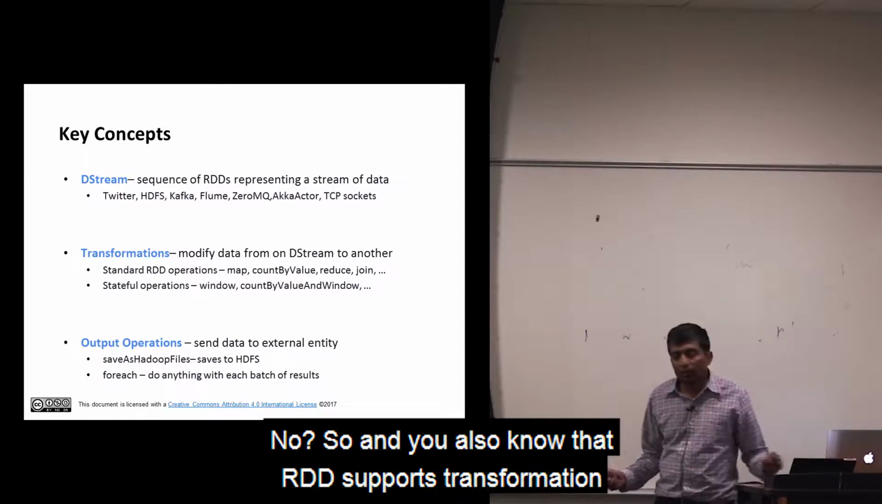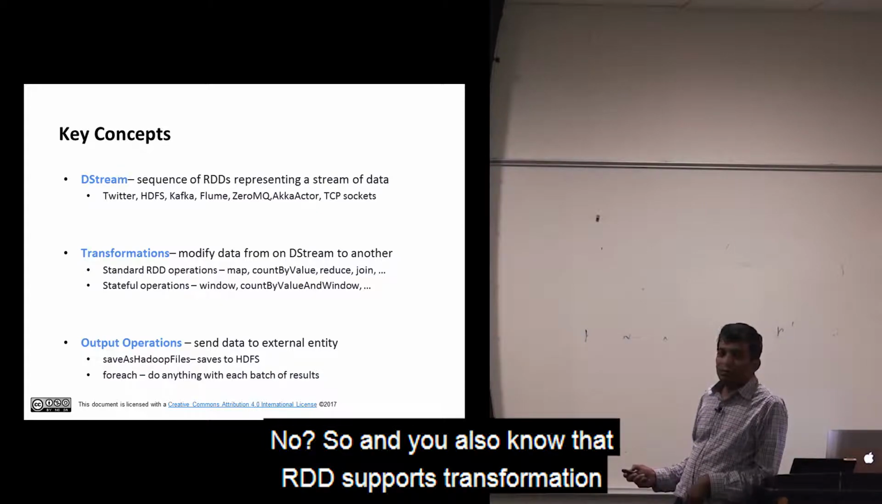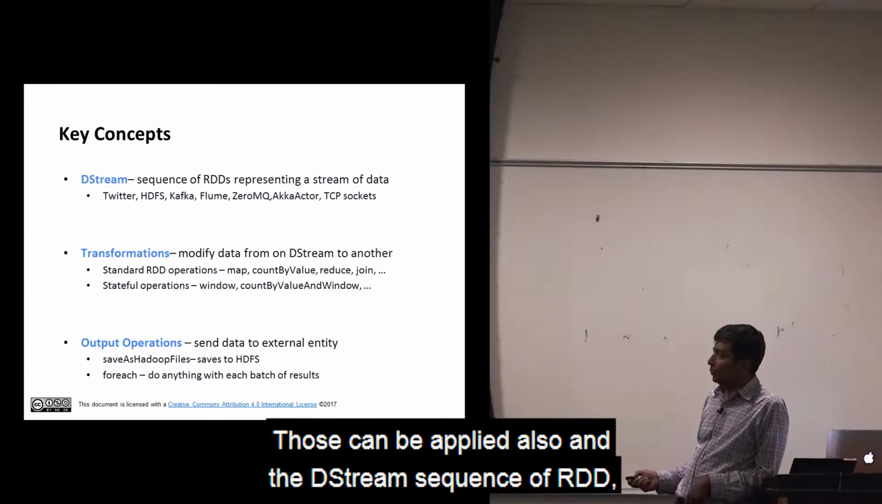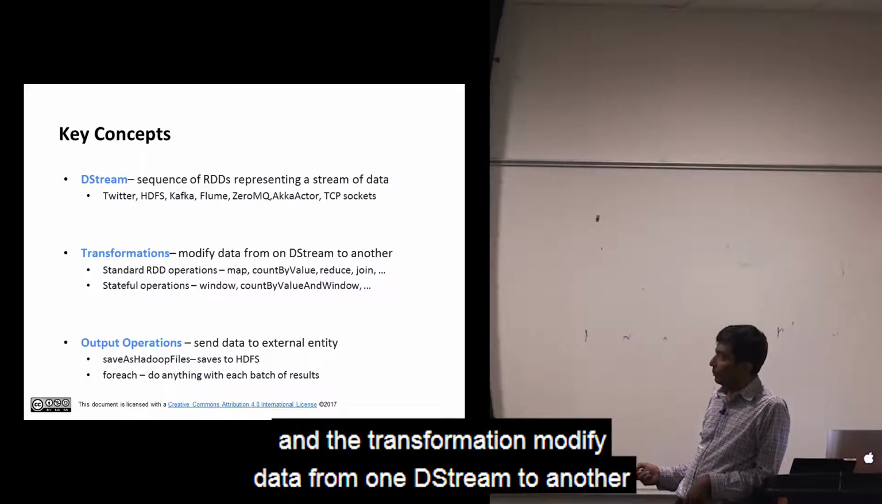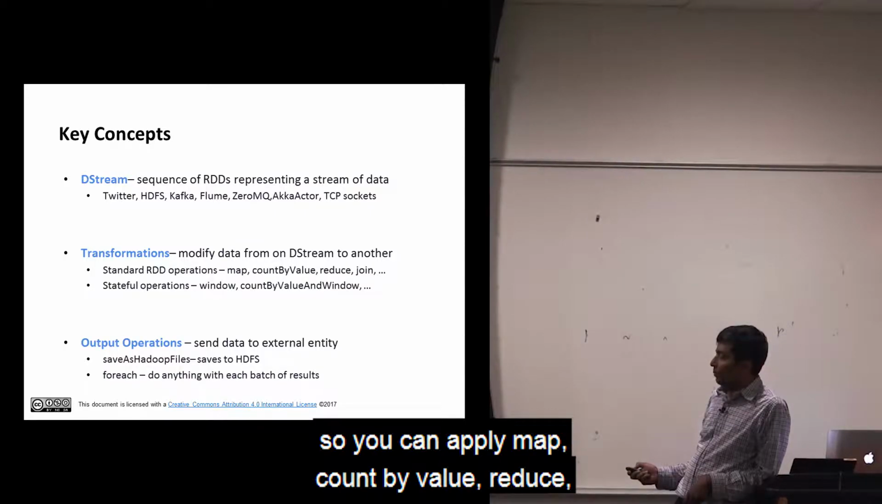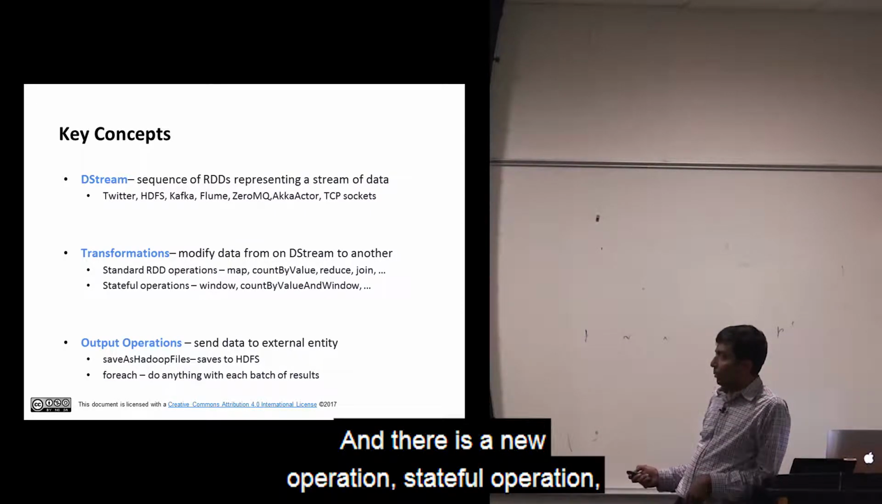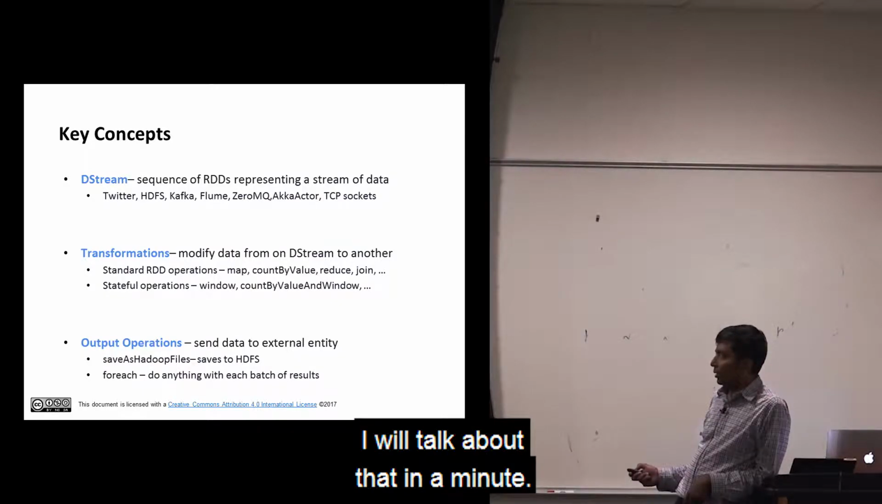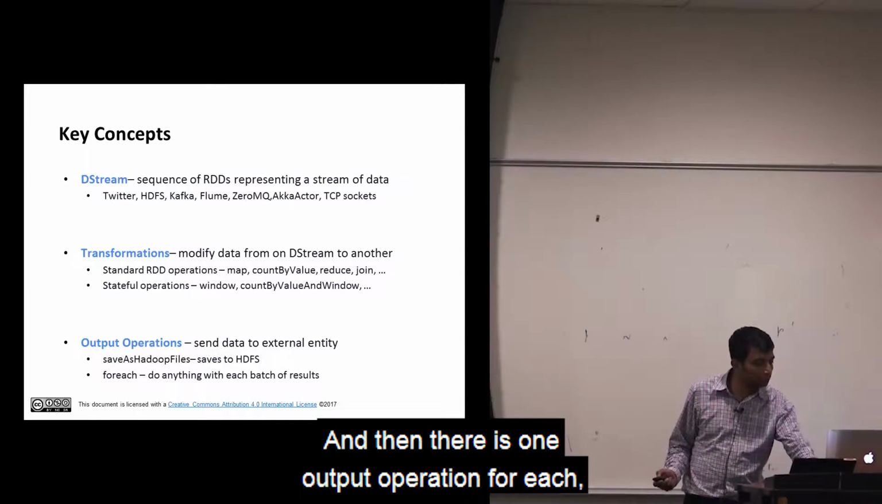Do you have any questions so far? No? And you also know that RDDs support transformation and action operations. Those can be applied here also. With the D stream as a sequence of RDDs, the input D stream will be created, and transformations modify data from one D stream into another. So you can apply map, countByValue, reduce, all of these operations. And there is a new kind of operation, stateful operations, which I will talk about in a minute.